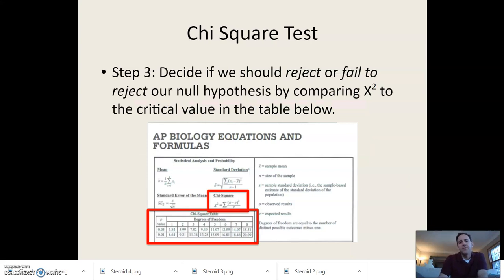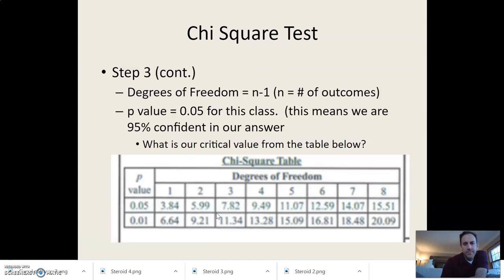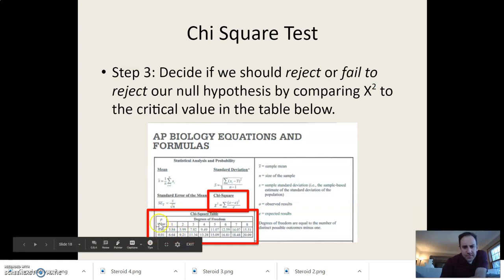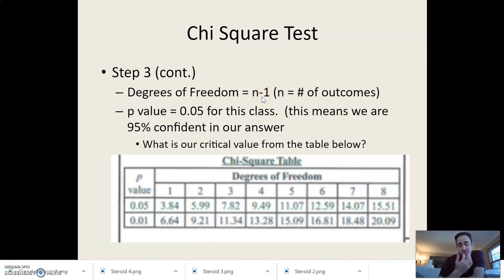Well, step 3 is we now decide if we should reject or fail to reject our null hypothesis. And we do that by comparing the chi-square value to this critical value in the table below. It's asking for two things, a p-value and a degrees of freedom, and then there's all these weird numbers. What the heck is going on? Well, degrees of freedom is always n minus 1, where n is the number of outcomes. So when you flip a coin, there's two outcomes. Either it's going to be heads or it's going to be tails. So n minus 1 would be 1. So our degrees of freedom is 1 in this case.